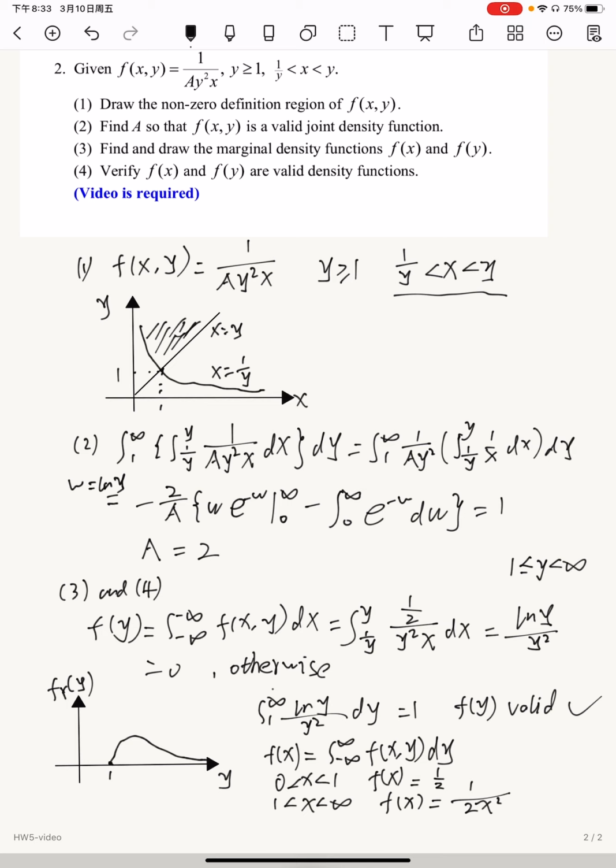And so we can draw it. It's x, it's f_X, and at 1 it is half, and then it's like this. So that's the result of this problem too.